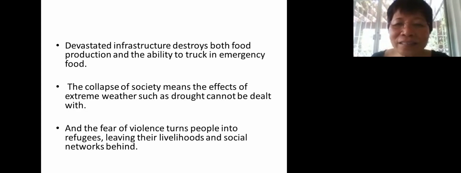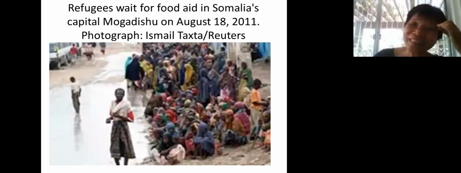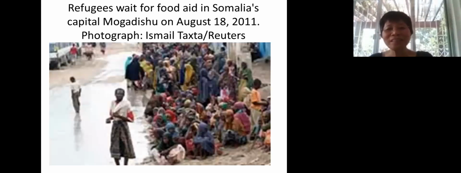And the fear of violence turns people into refugees, leaving their livelihoods and social network behind. Because there is a lot of war, they leave their farm, and therefore the farm becomes idle. This is an example. This was taken in 2011. These are farmers in Somalia, capital of Mogadishu, on August 18, 2011. These are refugees. They left their farmlands, their social network and their livelihood because of violence existing in that country.